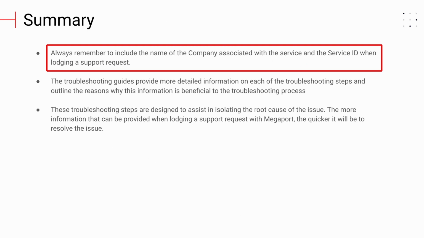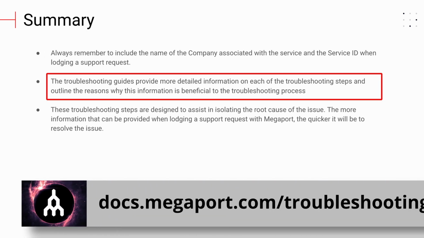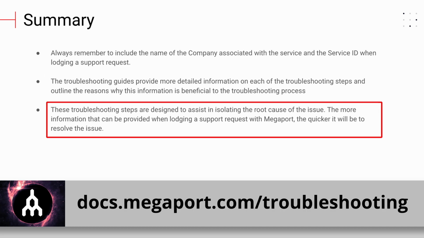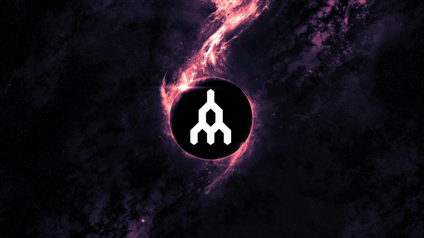In summary, always remember to include the name of the company associated with the service and the service ID when lodging a support request. The troubleshooting guides provide more detailed information on each of the troubleshooting steps and outline the reasons why this information is beneficial to the troubleshooting process. These troubleshooting steps are designed to assist in isolating the root cause of the issue. The more information that you can provide when lodging a support request with Megaport, the quicker it will be to resolve the issue.